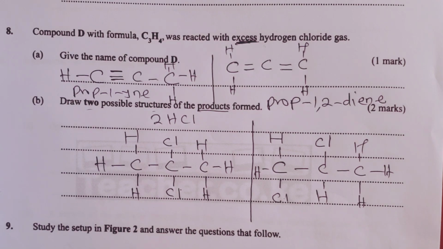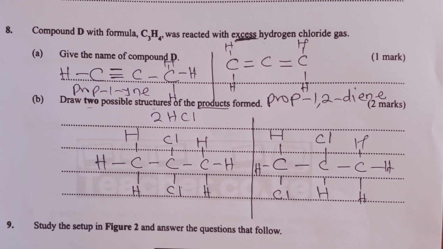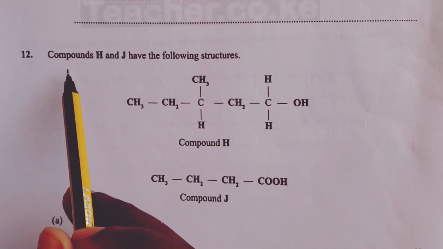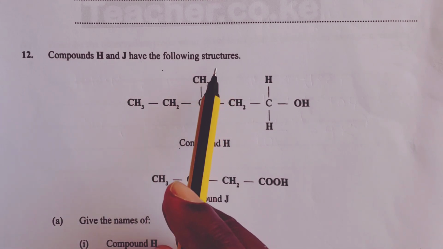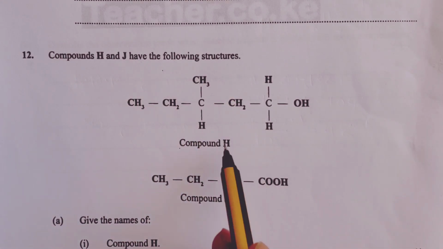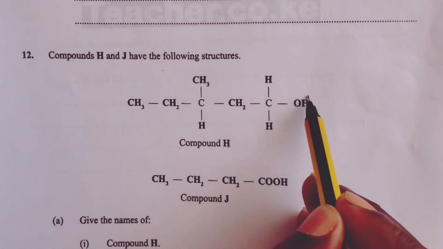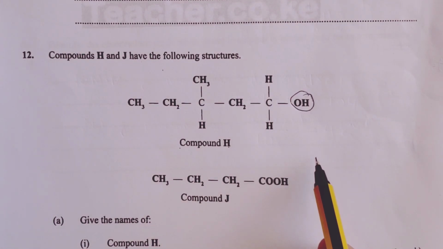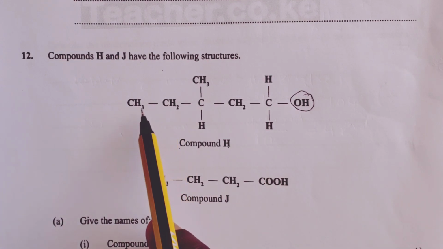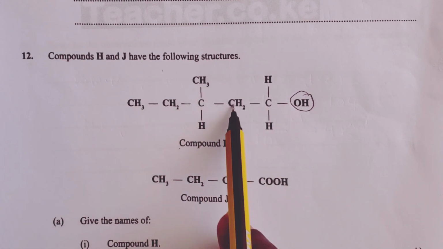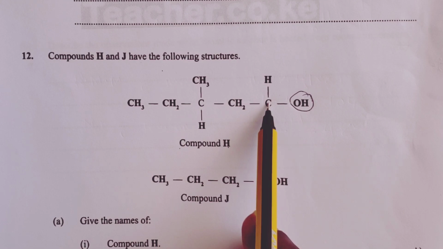We are still in the year 2021. Organic chemistry was tested again as number 12. Compounds H and J have the following structures. So H is here, and because of the OH group, we can tell it is an alkanol. It is an alkanol with 1, 2, 3, 4, 5 carbons.